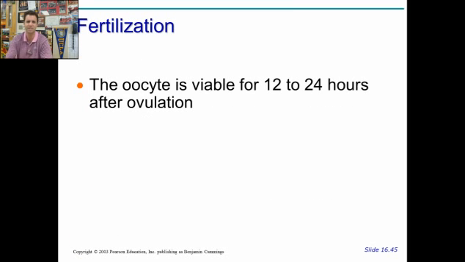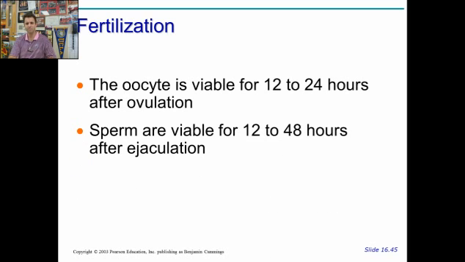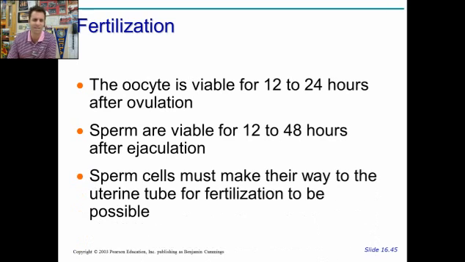So fertilization: the oocyte itself lasts up to a day or so after ovulation till it has to be fertilized. The sperm can last for anywhere from 1 to 4 days, 1 to 2 days, but sometimes more. 48 hours is not the shortest. Sometimes it can last longer, but this is after ejaculation. And then the sperm, again, must make their way all the way through the vagina, the cervix, the uterus, and up into the fallopian tubes if they're going to fertilize the egg.